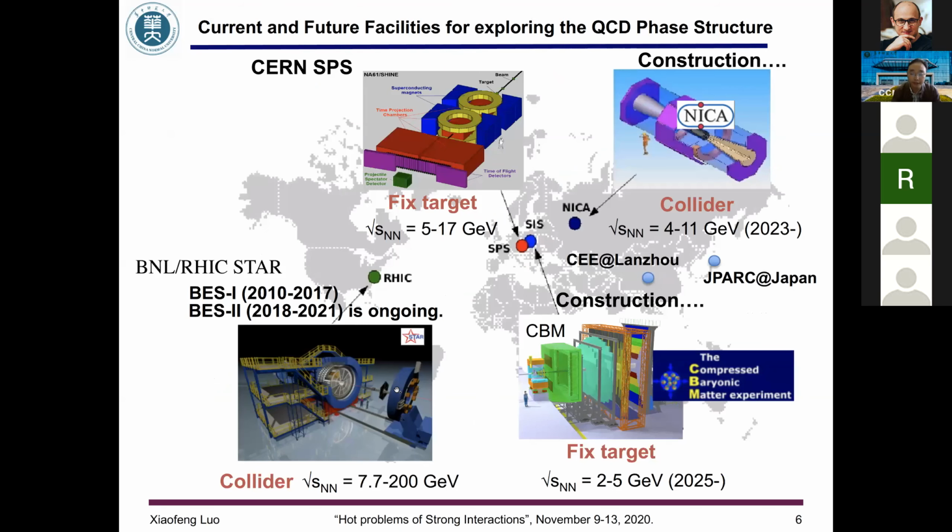Experimentally, a lot of effort has been made to explore the QCD phase structure at the high baryon density region, and also to search for the possible QCD critical point. Currently, the ongoing experiment is, for example, the RHIC-STAR beam energy scan program. Its first phase, the beam energy scan, was completed in 2017, and currently the second phase of the beam energy scan is ongoing.